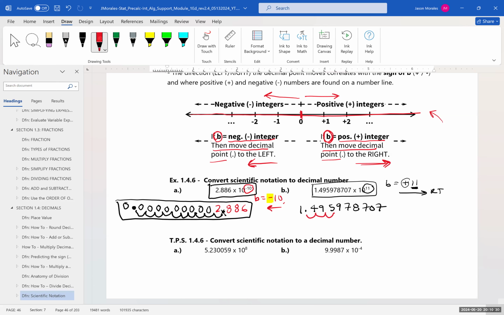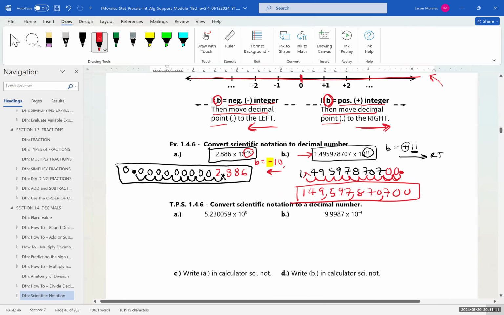So 1, 2, 3, 4, 5, 6, 7, 8, 9, 10, 11. New decimal point. Get rid of that one. And we've got two gaps here, so we're going to put zeros as placeholders there. So converting this scientific notation number into a decimal, this is what we get. Let me rewrite it. 149,597,870,700. And every 3 digits, we'll put a comma. So that's converting it from scientific notation into a decimal number.